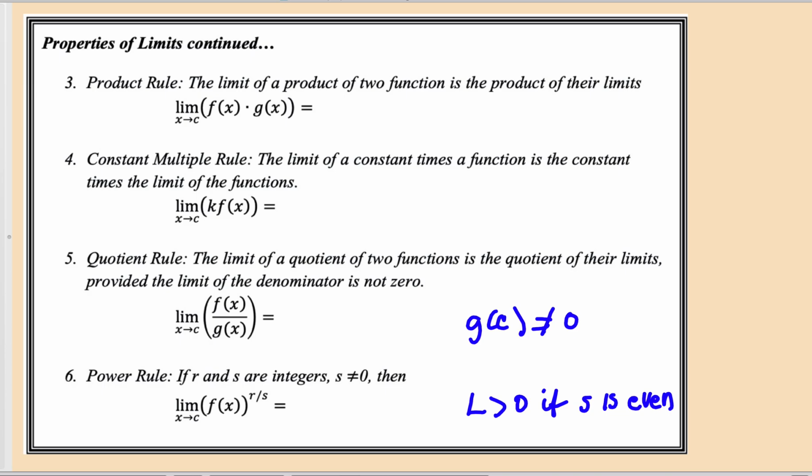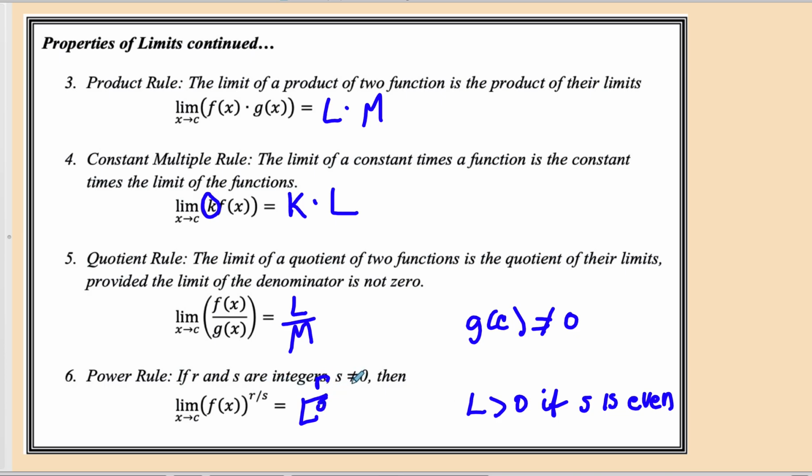Let's continue the limit properties. The limit of a product is the product of the limits. The limit of a constant, some number k, times a limit as x approaches c of f of x, will be k times L. We also have a quotient rule, which will be L over M. Let's be careful. We're not allowed to have the denominator equal 0. And then we have a power rule, so this will be L to the exponent r divided by s.